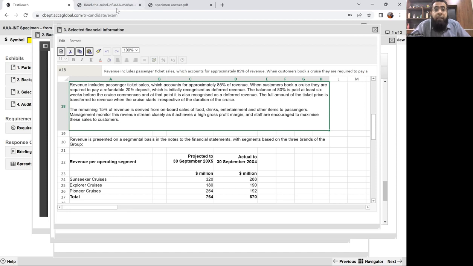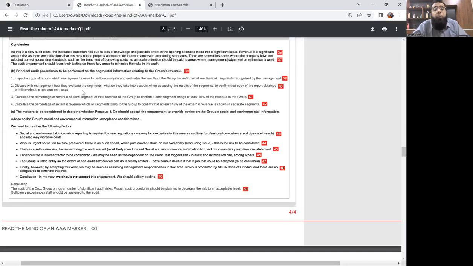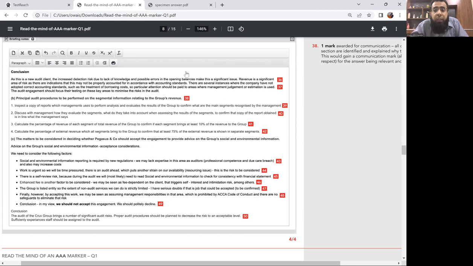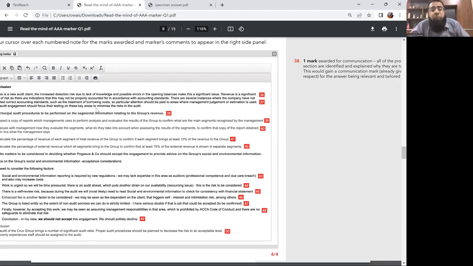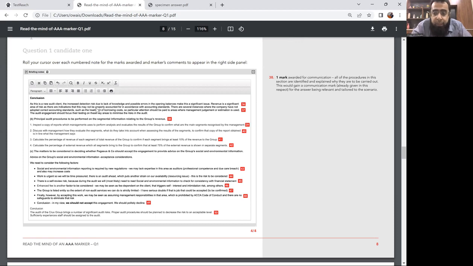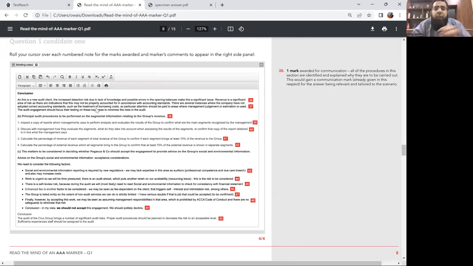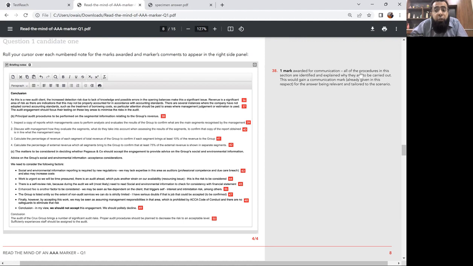Let's look at how candidate 1 developed the answer. Principal audit procedures to be performed on segmental information relating to group revenue. We'll read the comments also. He gave a proper heading, so 1 mark, just a second. 1 mark awarded for communication. All procedures in this section are identified and explained, and why they are to be carried out. This would gain a mark on communicate.